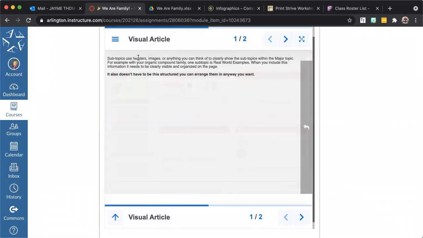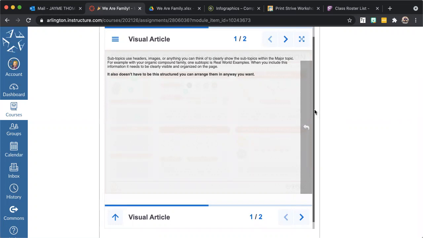So the subtopics, you could use headers, images, border, it's really anything you think of, but you want to clearly show where your subtopics are within your major topic. So for example, with your organic compound family, one topic's real world examples. So when you include the information, it should be clearly visible and organized. Like I should see a section where I'm going to find the real world examples. I shouldn't have to hunt for it.